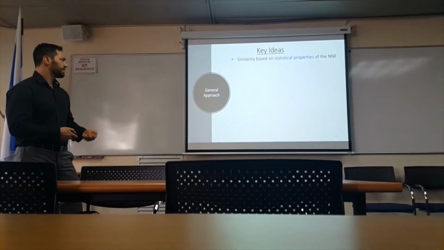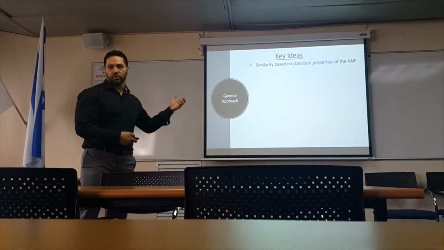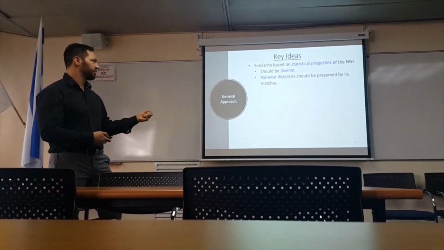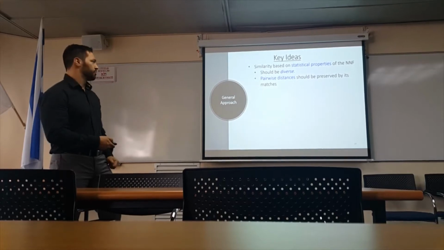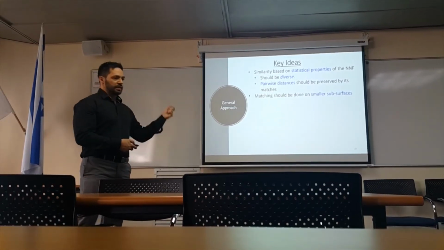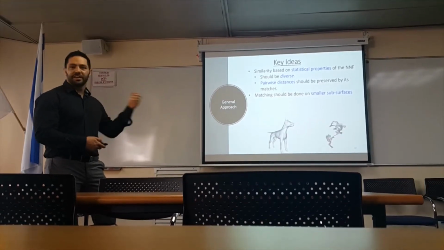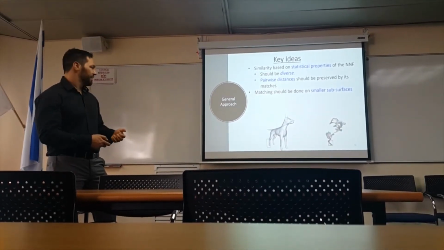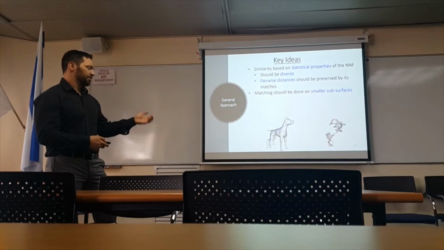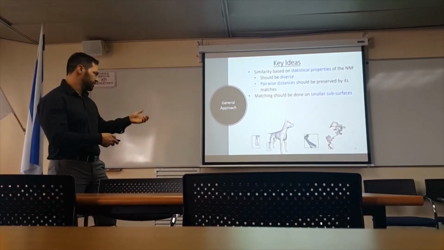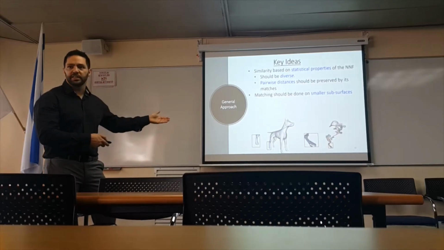Our key ideas: the similarity, which is the core key idea we've already introduced in the introduction, should be diverse, and pairwise distances should be preserved. In addition, matching should be done on smaller subsurfaces. Why? Well, let's look at the dog again, and let's look at these local shapes. The distances don't preserve over all the surface, but if you look locally, they preserve pretty well.